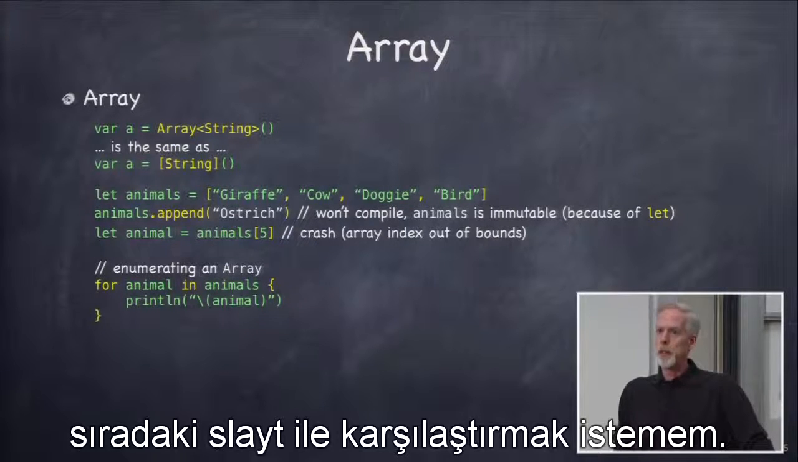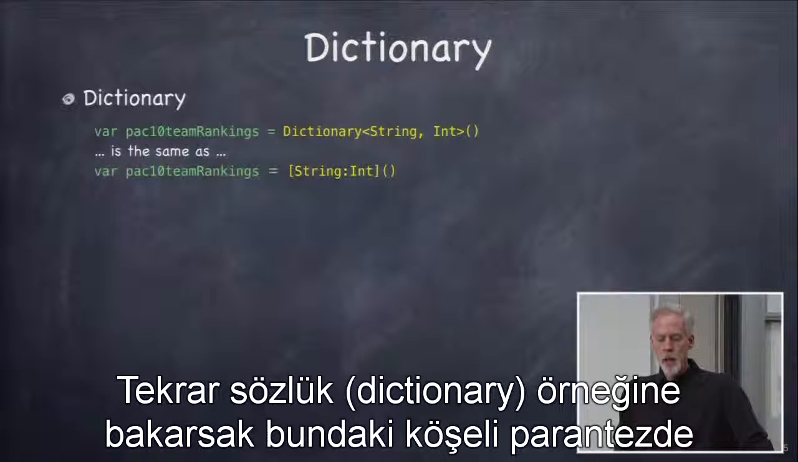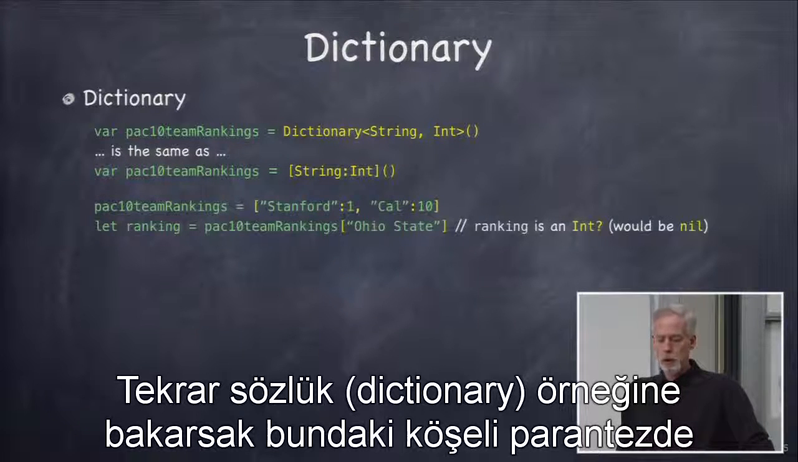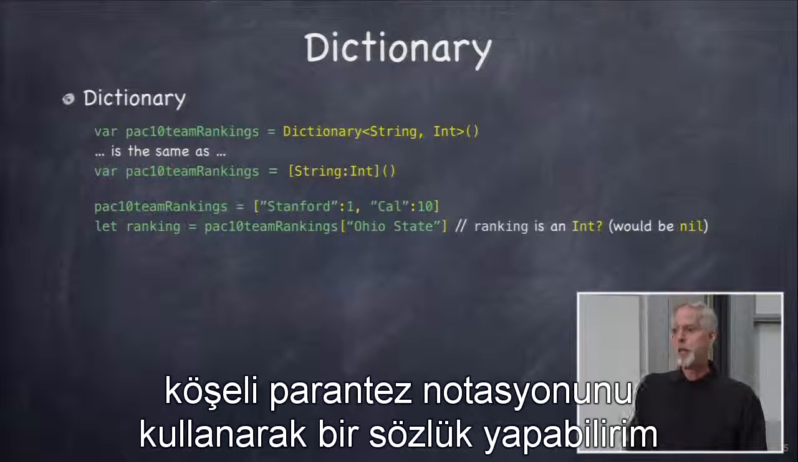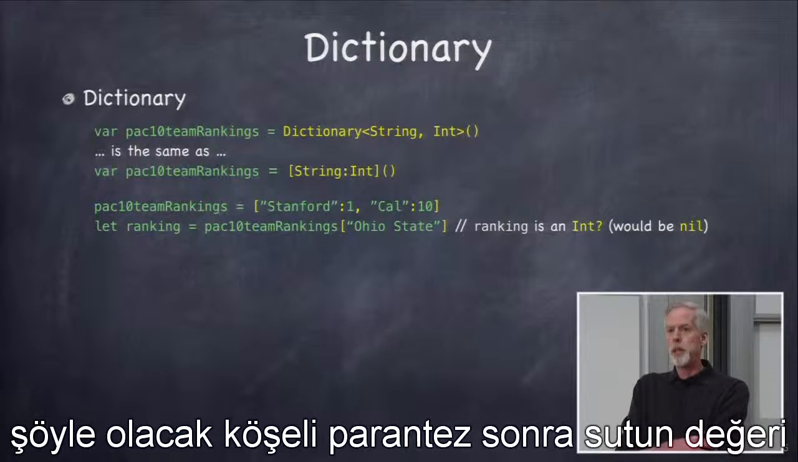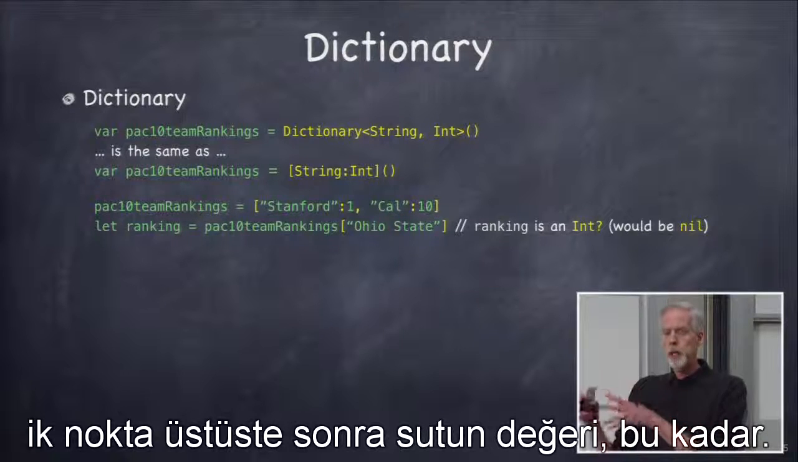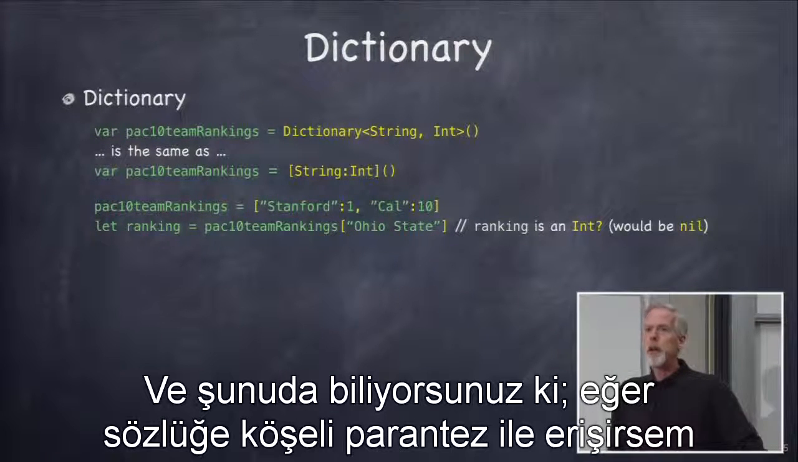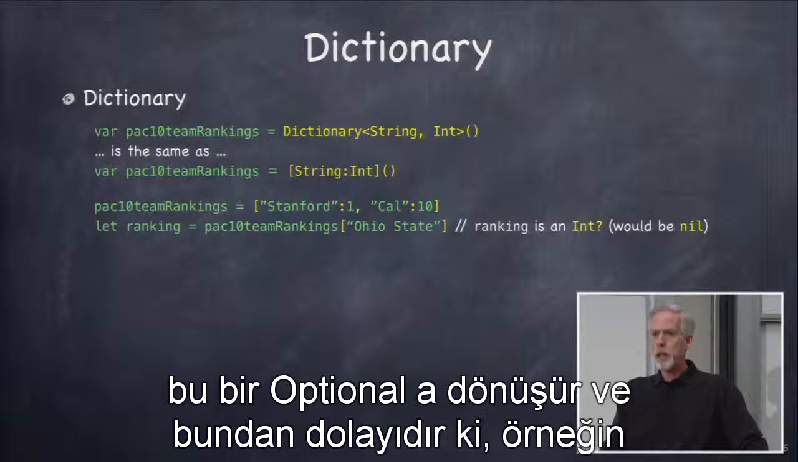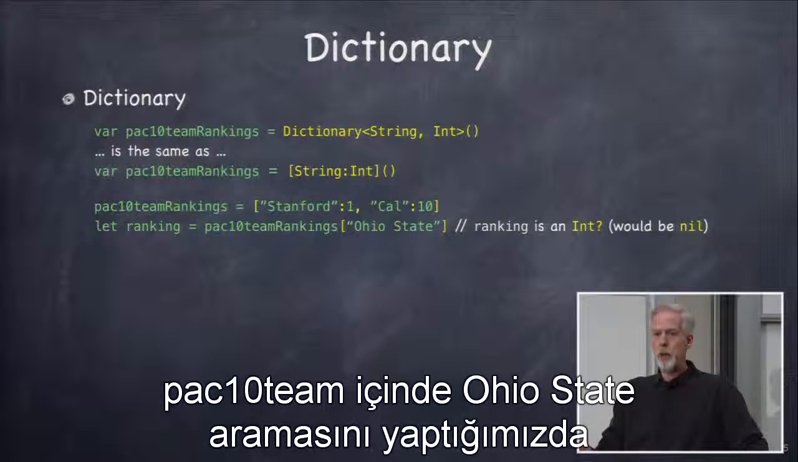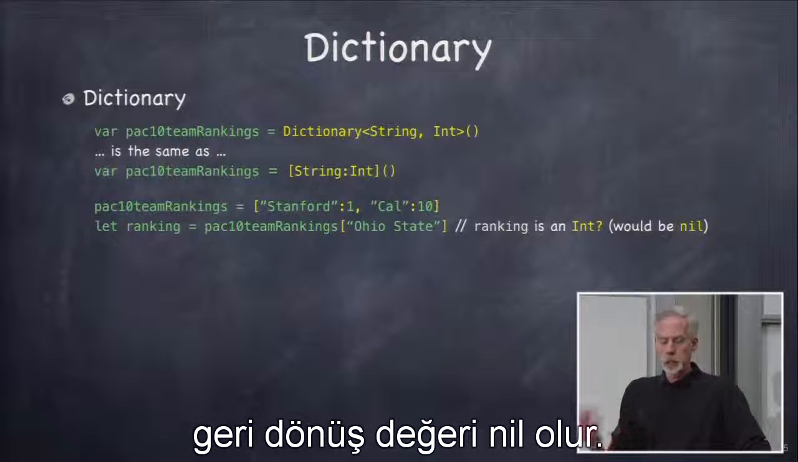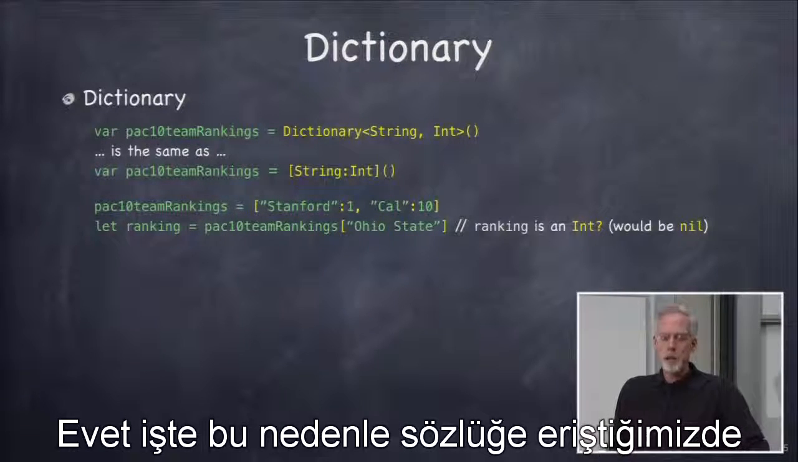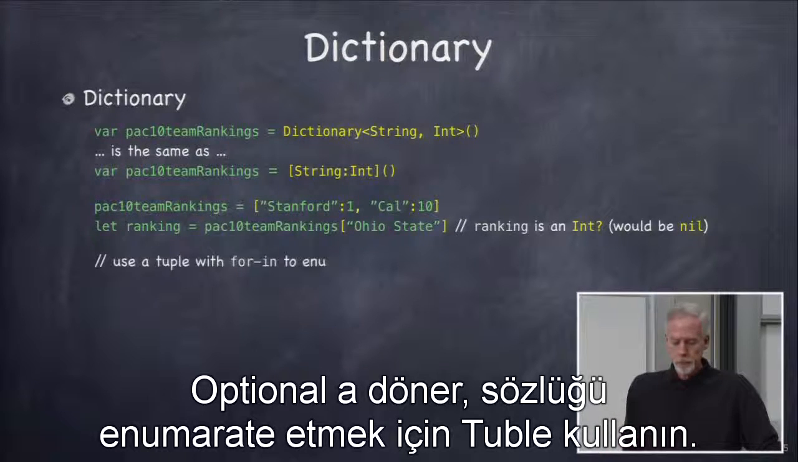I put this here mostly to compare it to the next slide, which is dictionary. So dictionary, again, that square bracket thing is an alternate for the exact same thing. So if I had a nice dictionary here, I can create a dictionary using this square bracket notation, which is just square bracket, key colon value, comma, key colon value. Okay, you know that. And you also know that if I access a dictionary with the square brackets, it returns an optional. And that's because, for example, here, I'm looking up Pac-10 team Ohio State. Obviously, that is not a Pac-10 team, so it's not in the dictionary, so it's going to return nil. Okay, so that's why when you access a dictionary, it comes back as an optional.